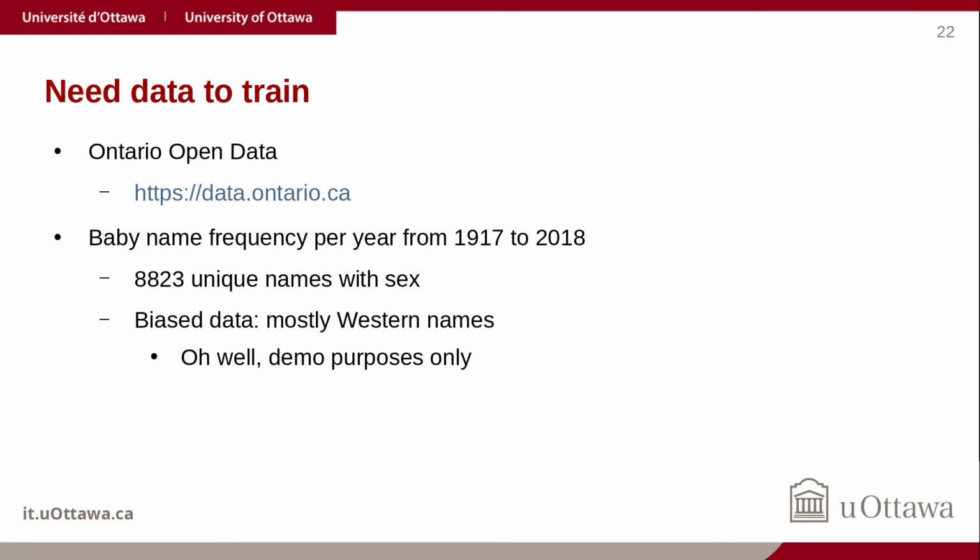Unfortunately, it's biased data because these are all the babies that are born in Ontario, so it's going to be mostly Western names. Not all of them, of course, but probably the majority. That's also a big issue with machine learning. It's only as good as the data you put in it. And that's why you hear all these stories about machine learning algorithms discriminating against men and women or people of color and all that stuff.